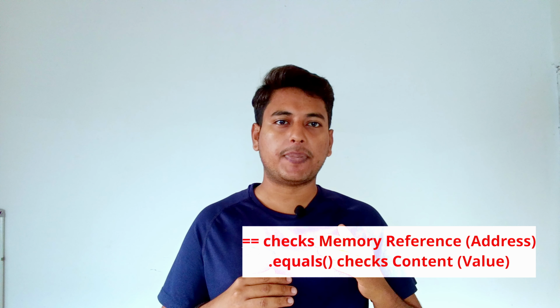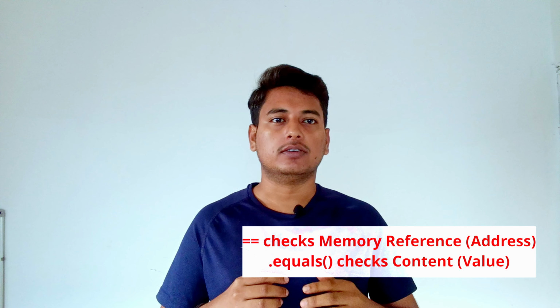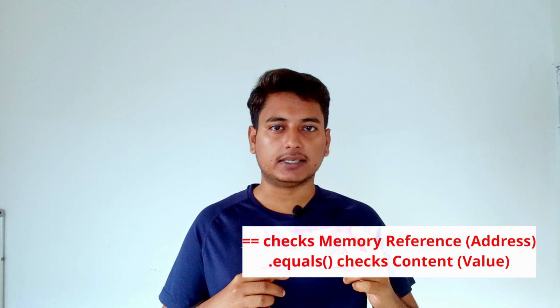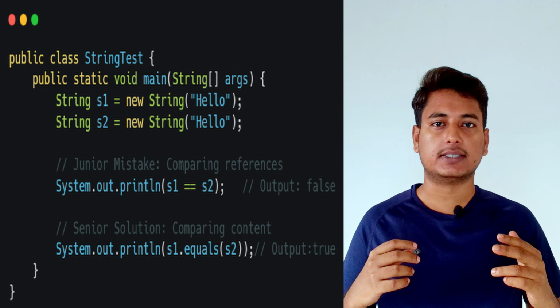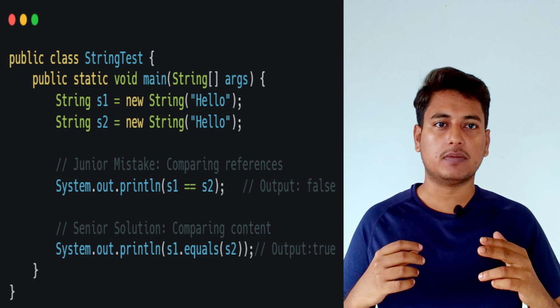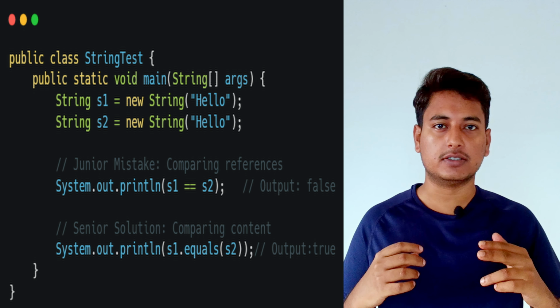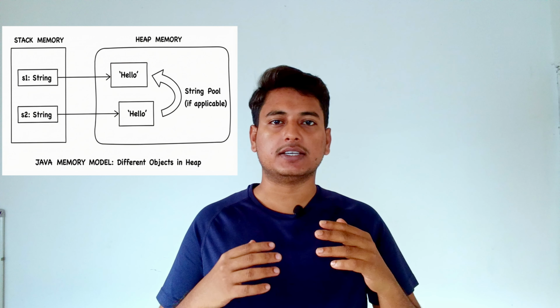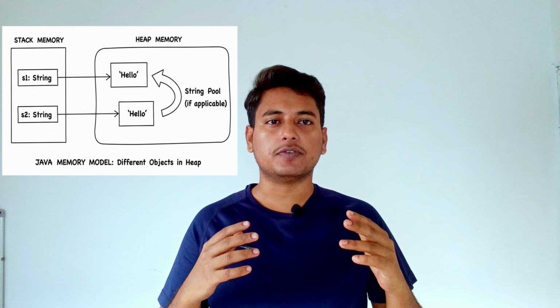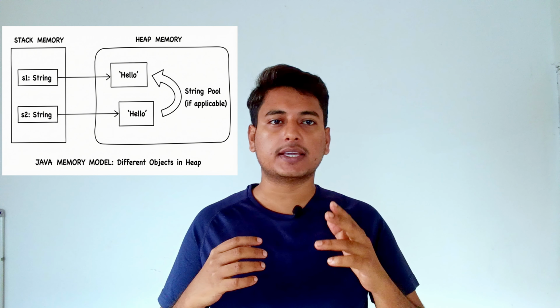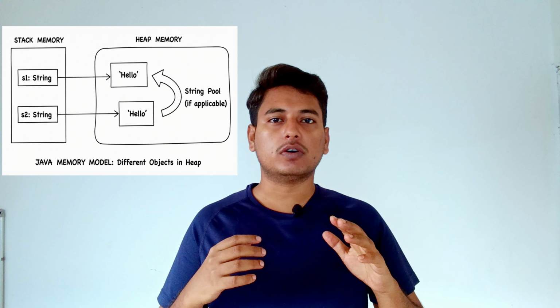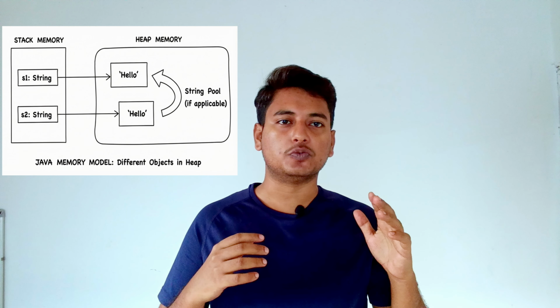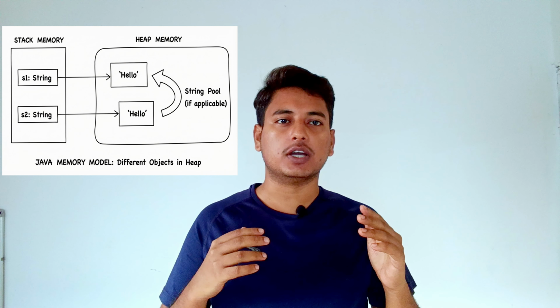Double equals compares memory references. Dot equals compares content. Look at this. We have two string objects with the exact same text. But s1 double equals s2 returns false. Why? Because new String creates two different objects in the heap memory. So tell the interviewer, I use dot equals for checking business values and double equals only when I need to know if two variables point to the exact same object in memory.